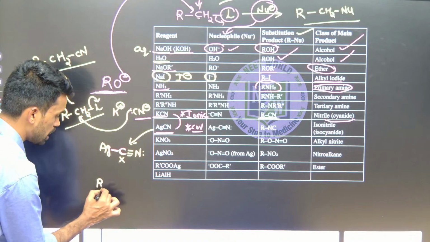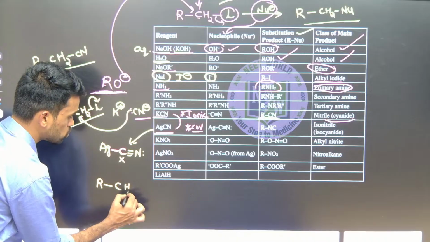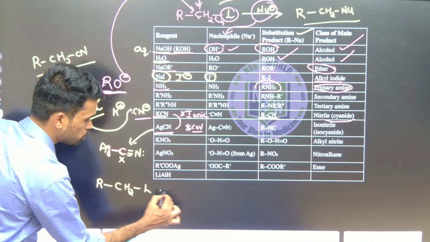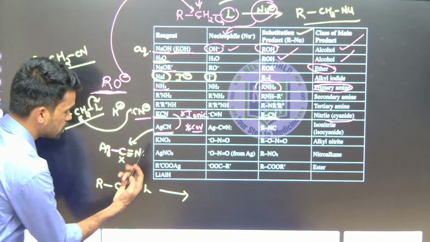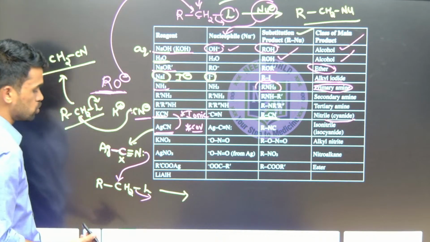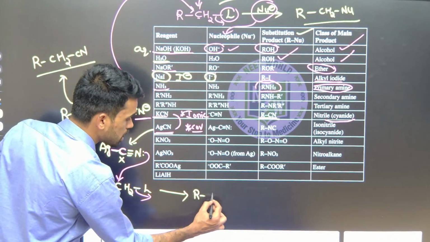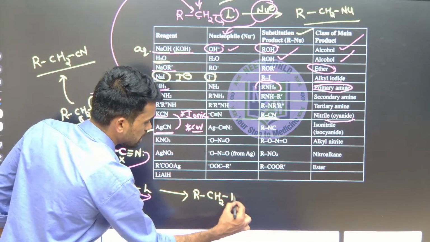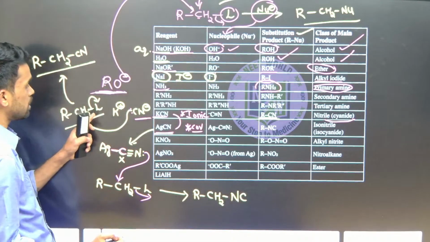Now if you do the reaction, RCH2 with some leaving group, which group will be attacking on this? The nitrogen will be attacking here, and the leaving group goes out. So you will get a product like RCH2NC. Okay. So here it is CN, here it is NC.